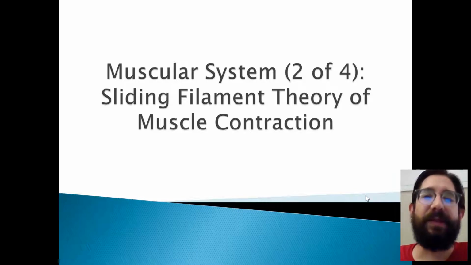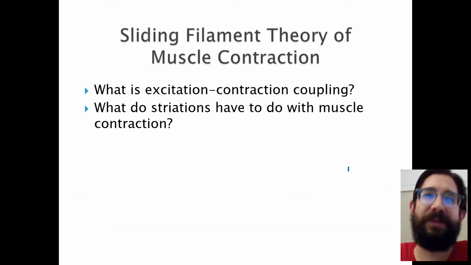But this theory is more like the theory of general relativity that Einstein used to explain gravity, or evolutionary theory from Darwin. I mean, these are theories that have mountains of supporting evidence. We're pretty sure this is how muscles contract. But to understand this theory, we need to understand a couple other things.